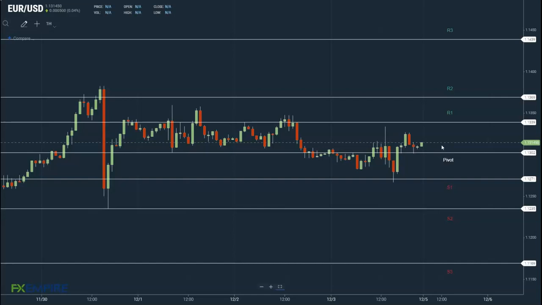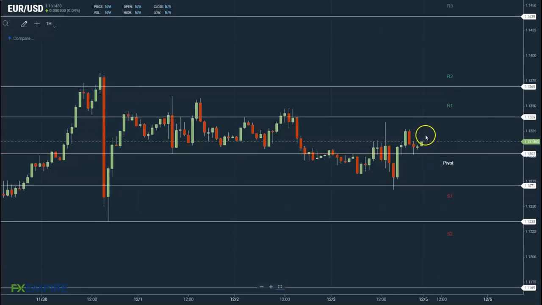A fall through a pivot level would bring support levels into play. Conversely, if an asset price sits below a pivot level, a move through the pivot would be needed to bring resistance levels into play. Failure to move through a pivot level would leave support levels in play.